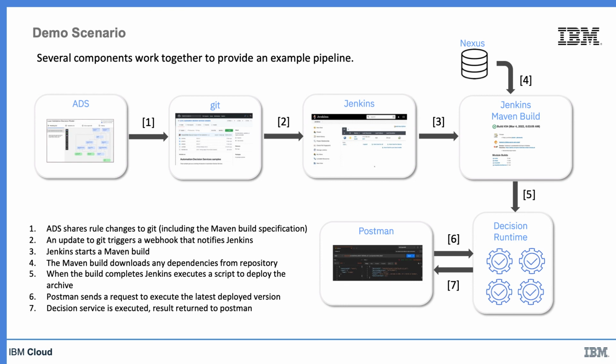Okay, so this summarizes what we've just seen in the demo. We've seen an ADS change push to Git. This has started a Jenkins job. There's a build. This build has produced a decision archive, which has then been pushed to the decision runtime. And once it's all ready, we see the results updated in Postman.